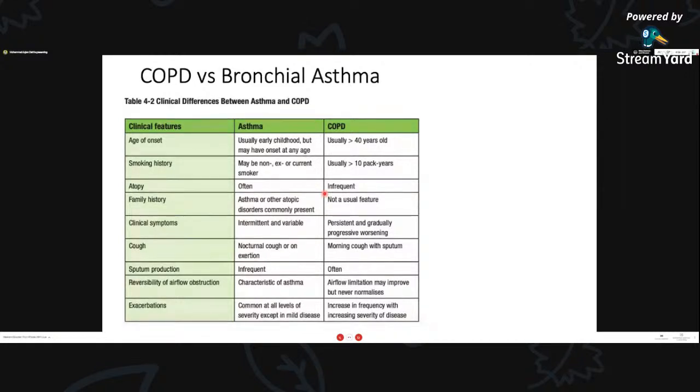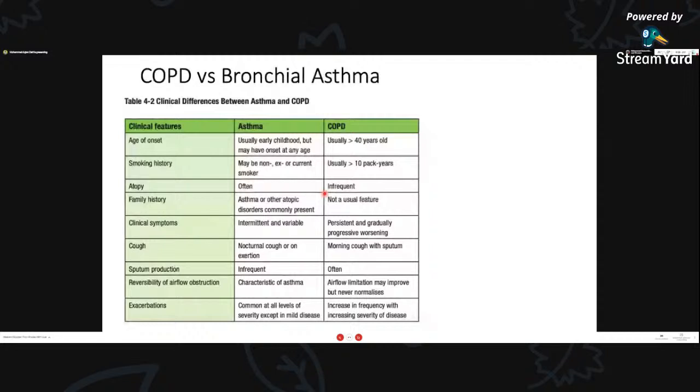Smoking history is what we say is pathognomonic of COPD, but not so for bronchial asthma. Atopic history, such as allergic conjunctivitis, allergic rhinitis, as well as atopic eczema, is often seen in asthma, but not really seen in COPD. Family history: asthma, being atopic, shows atopic history in the family, but not so for COPD.